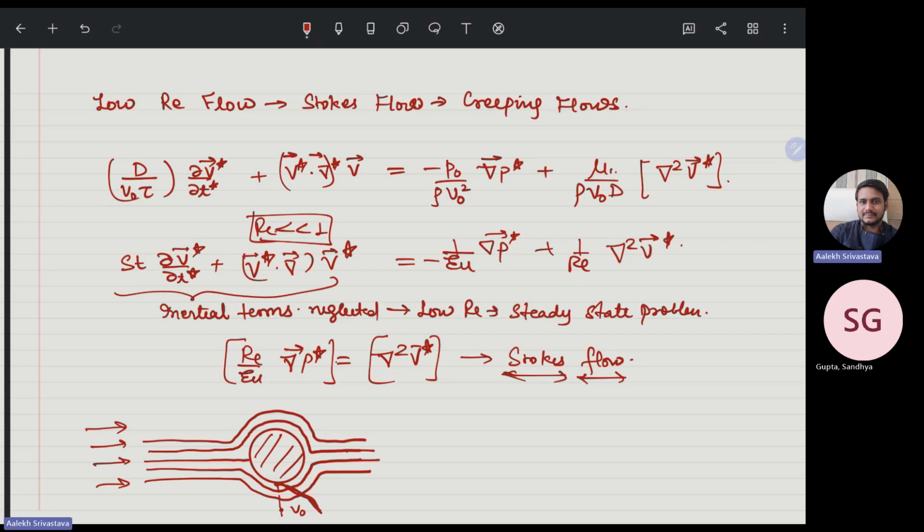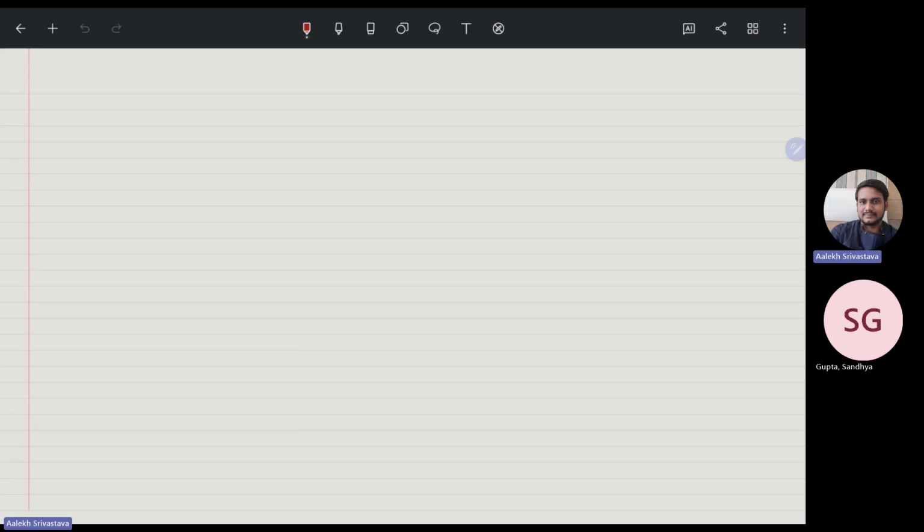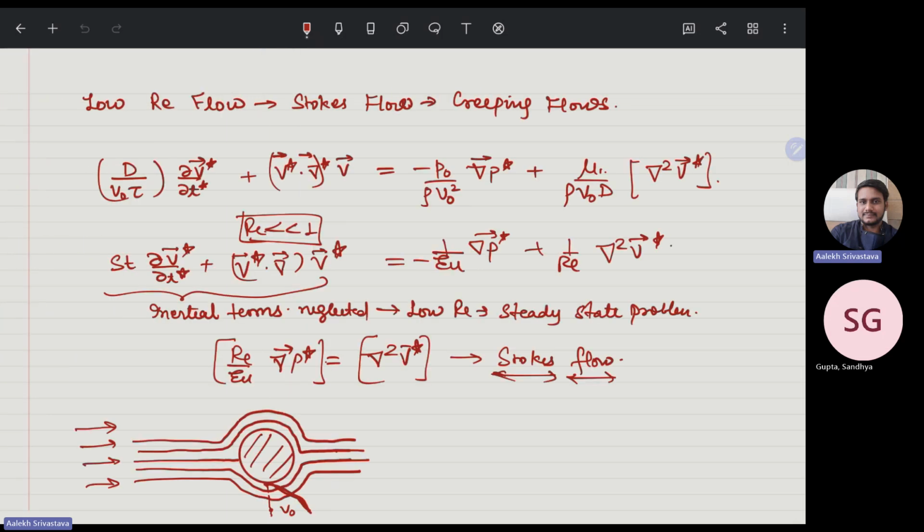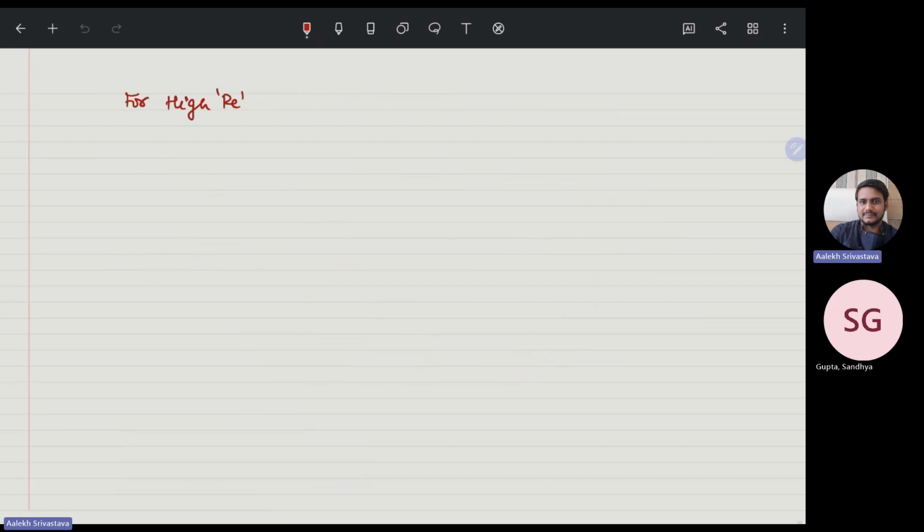The second thing is for high Reynolds number, the only term that can be dropped is the viscous term. But the problem with dropping the viscous term is that the order of the equation will change. Whenever dropping a term leads to a change in the order of the derivative, that leads to a problem in employing the boundary condition.